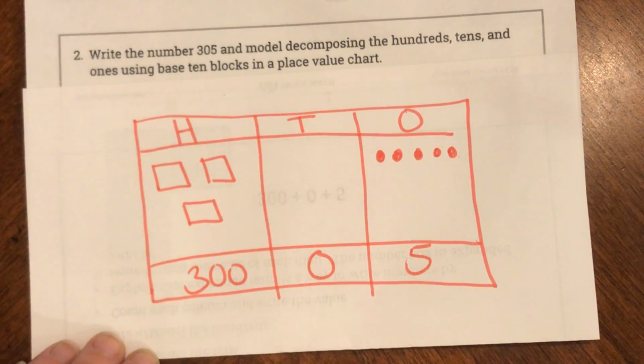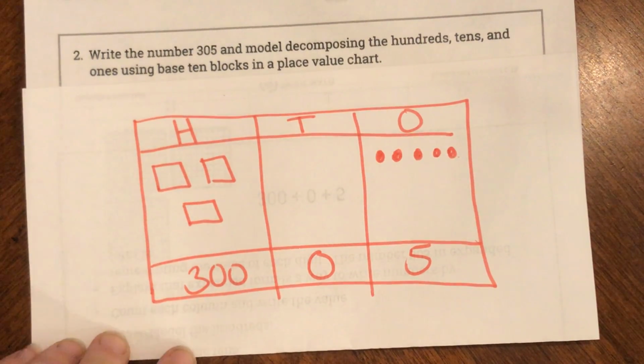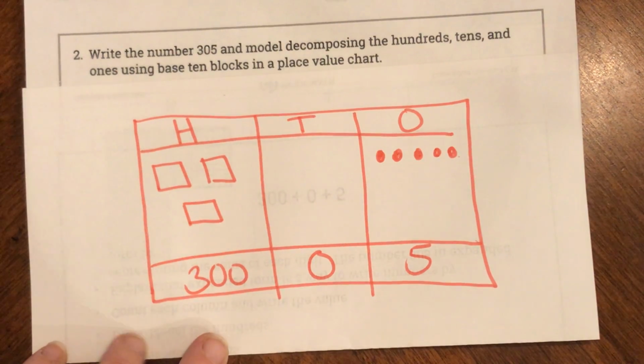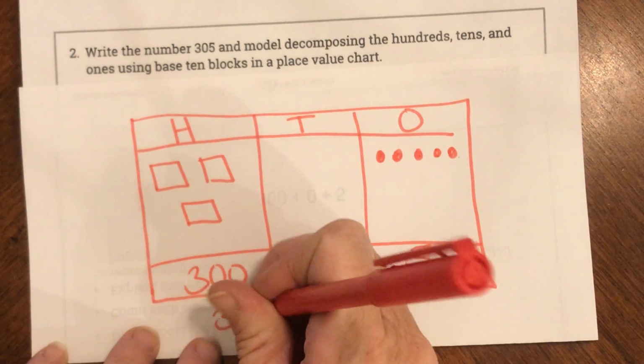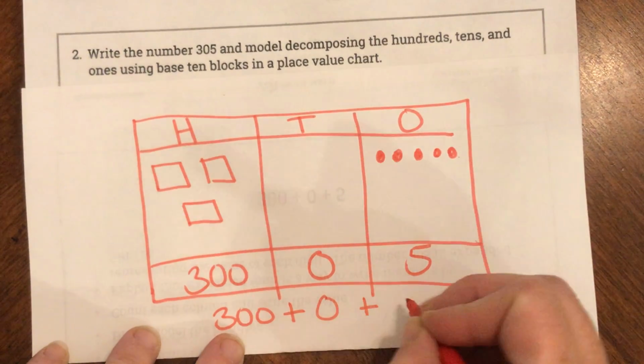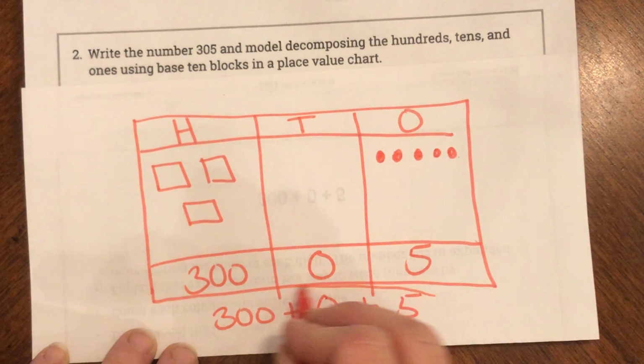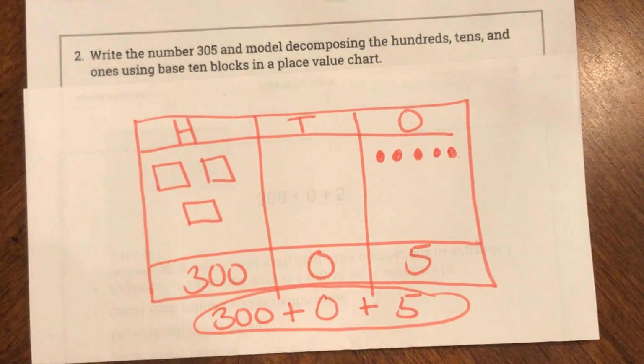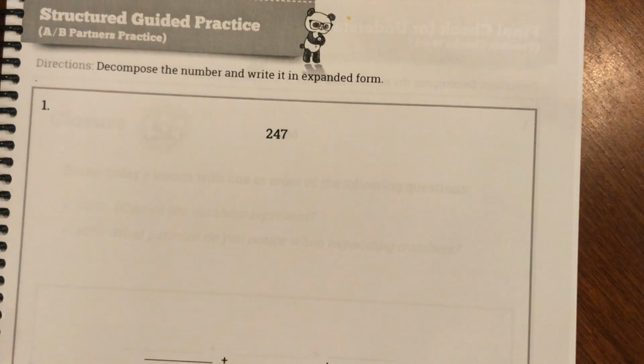Okay, so we've decomposed our number. We've drawn it using base 10 blocks. Now let's write it in expanded form. We have 300 plus 0 plus 5. And that is our answer, boys and girls. Okay, let's try some of these together. So I'm going to put down my red pen and grab my green pen. And if you can join me, we're on page 32.